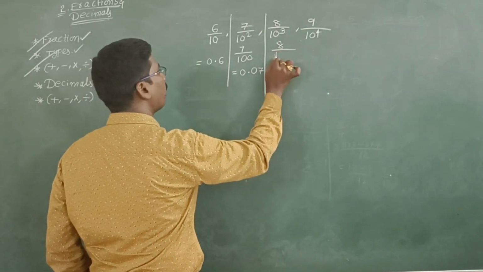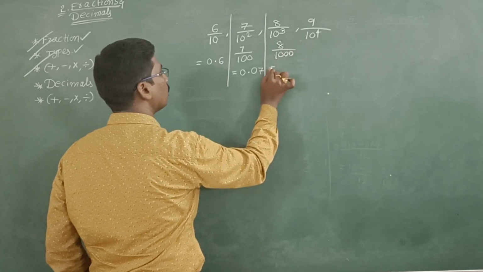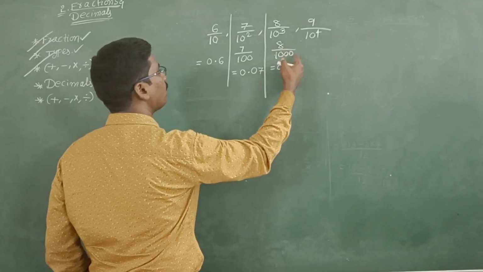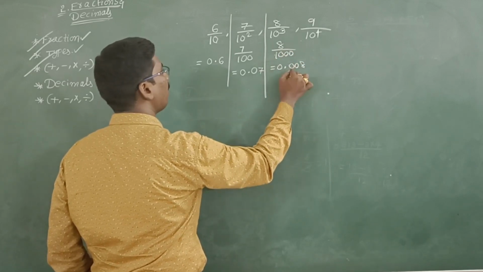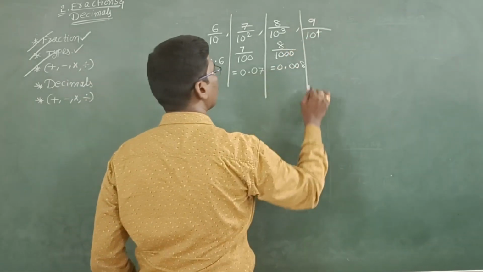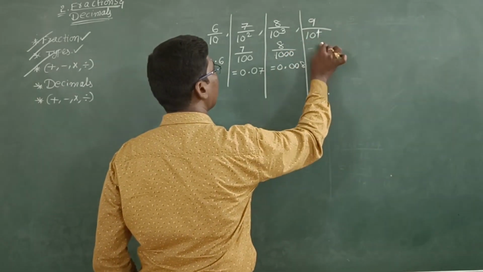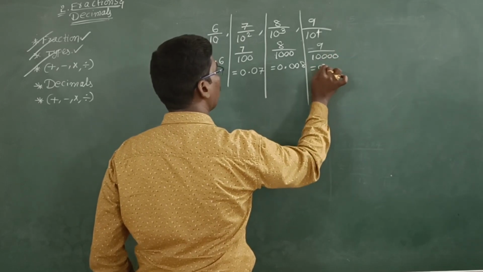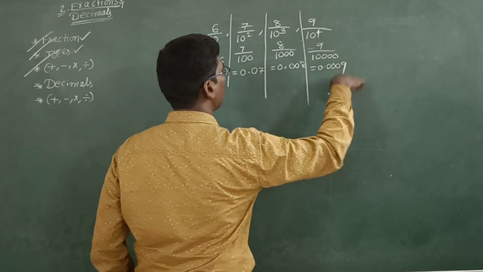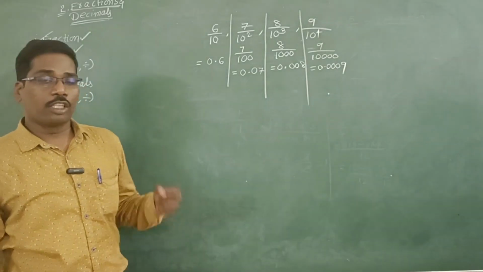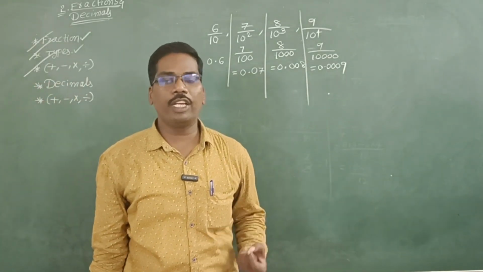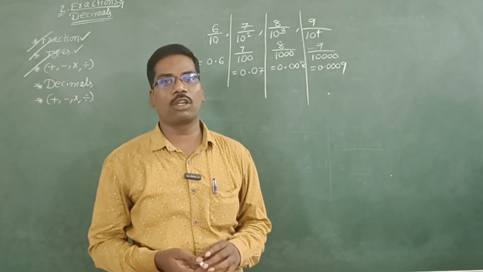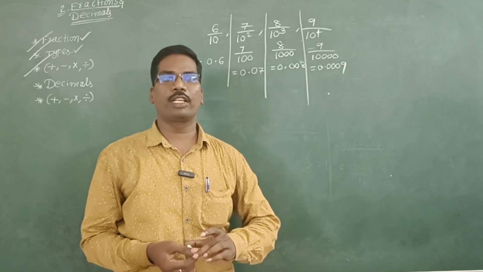This can be written as 8 by 1000. So 3 zeros, 1, 2, 3, 3 places, giving 0.008. This can be written as 9 by 10,000, so 0.0009. So like that, the fractions which have denominators of 10 or powers of 10 are called decimal fractions.